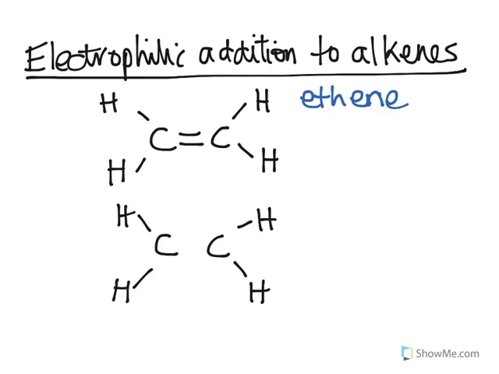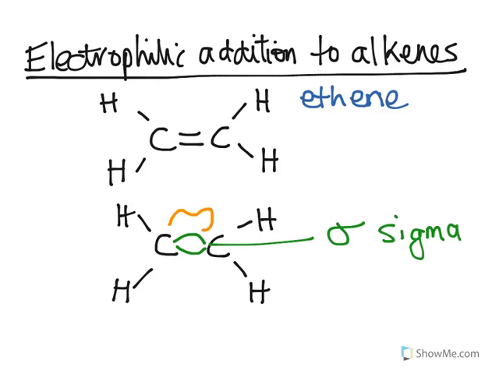So first of all, to understand how they behave, let's look at the carbon-carbon double bond. This of course is made of two different types of bonds. The first bond, the single bond, which we call a sigma bond, occupies the space between the two atoms. And then we have the second bond making up the double bond, which occupies a space above and below the sigma bond. This is the pi bond, the second part of the double bond.